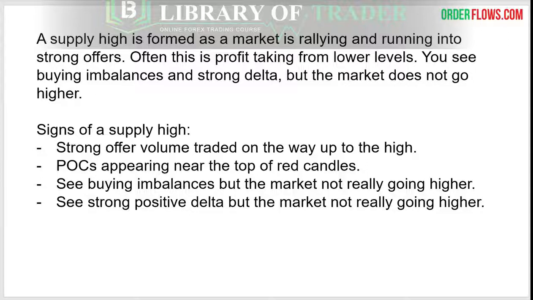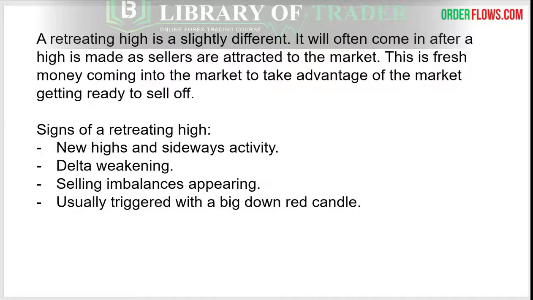POCs appearing near the top of red candles. Buying imbalances, but the market's not really going higher. Strong positive delta, but the market's not really going higher. Versus a retreating high is slightly different. It's still a high, but the way it's made up is different. It will often come in after a high is made as sellers are attracted to the market. This is fresh money coming into the market to take advantage of the market getting ready to sell off.